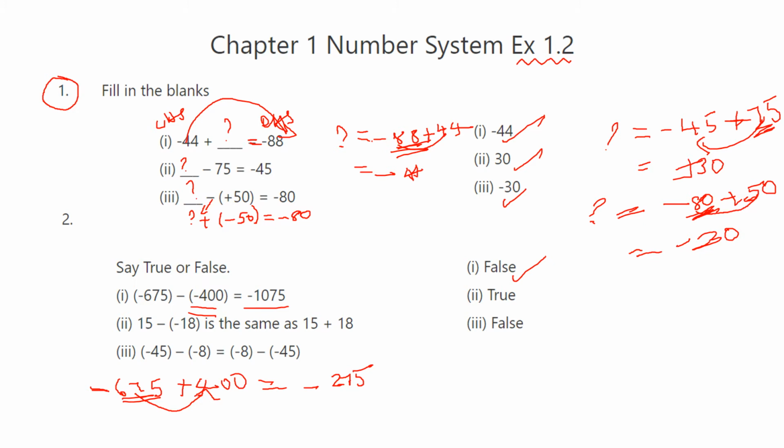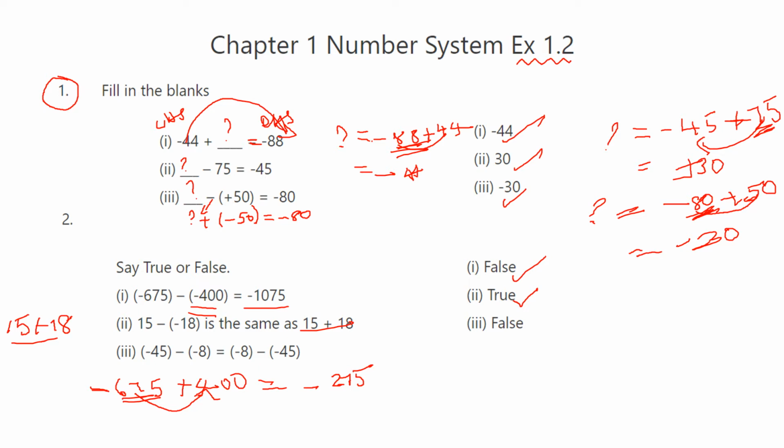Next one, 15 minus of minus 18 is the same as 15 plus 18. Here you write 15. So you change the sign minus to plus. Additive inverse of minus 18 is plus 18. This is equal to 15 plus 18. So it is true.